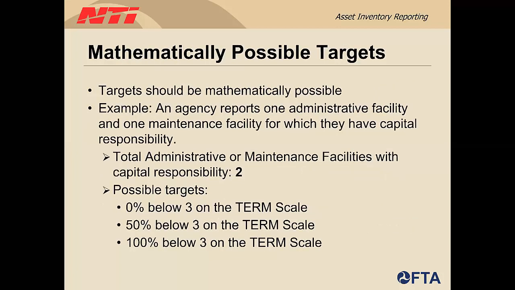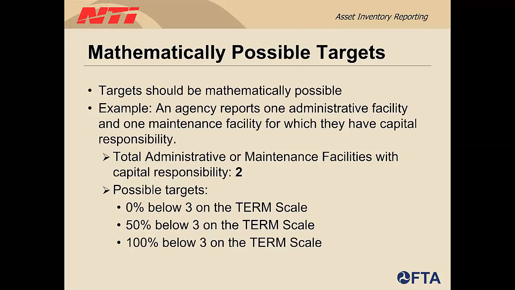The targets your agency sets should be mathematically possible. We're going to review an example here of what we mean by that. If you're only reporting 2 facilities of the admin and maintenance type, the possible targets that your agency could set would be 0% if both of the facilities score a 3 or above on the TERM scale, meaning that 0% of your 2 facilities are not in a state of good repair.